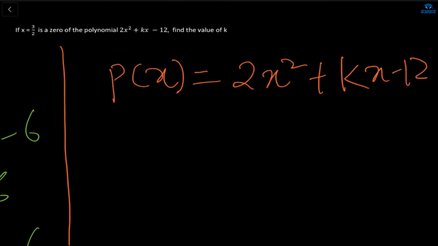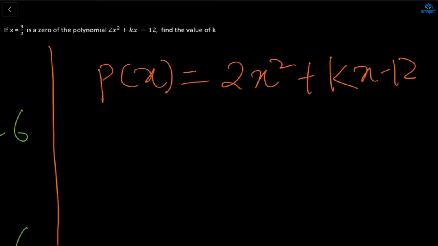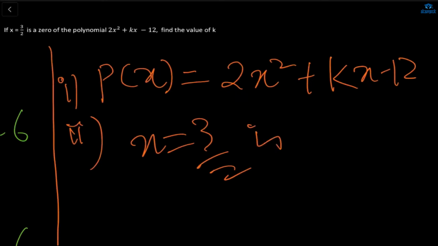Now, what else is given in the question? Ma'am, the answer is already written that 3 by 2 is the zero of the polynomial. We have to find the value of k. Actually, this is not the answer, this is the given. Whenever we solve a mathematical problem, there are things that are given and things that you need to find out. Another thing given to you is that x is equal to 3 by 2 is the zero of the polynomial.